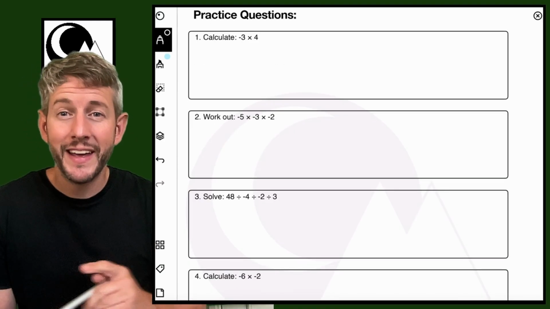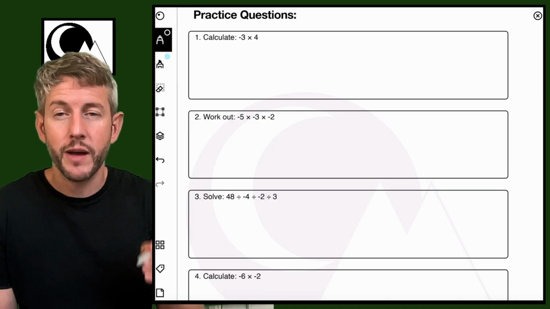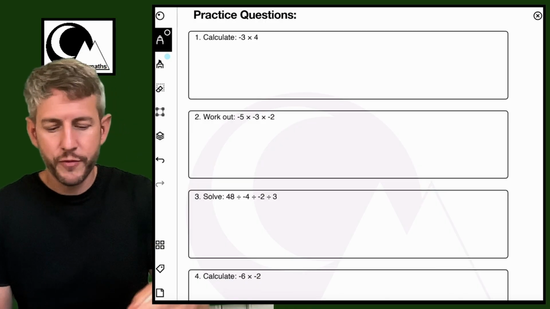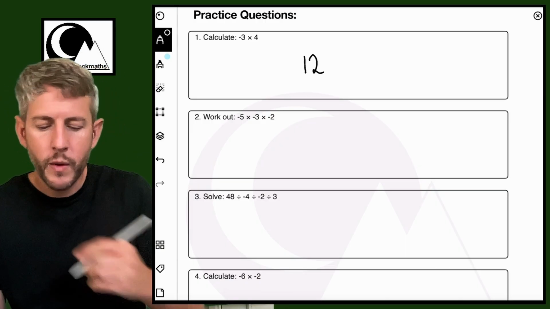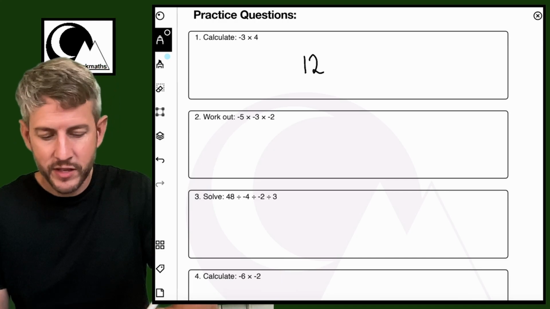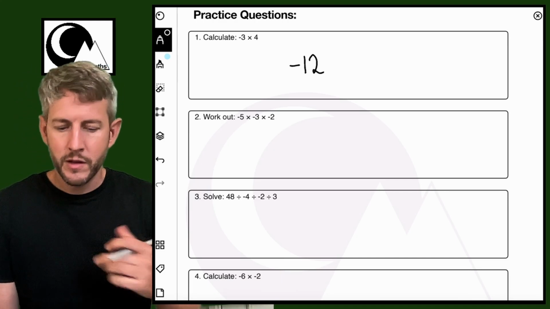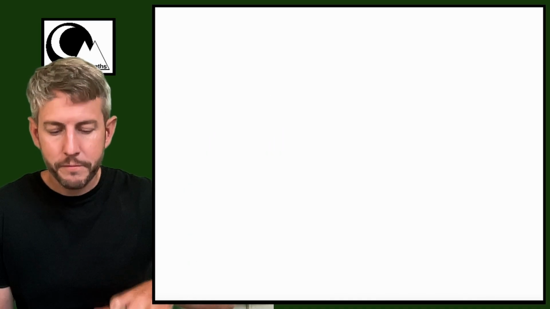Our first question here is calculate negative 3 times 4. Well, 3 times 4 is 12. So if it's negative 3 times 4, that's going to be negative 12, okay? Let's have a look at question 2.